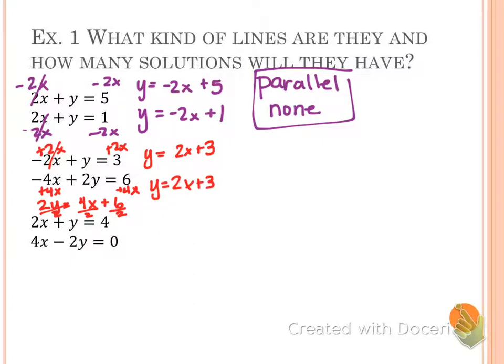All right, so let's look at these equations. What do they have the same? Everything. So what type of lines are they? Same lines with how many solutions? Infinite.